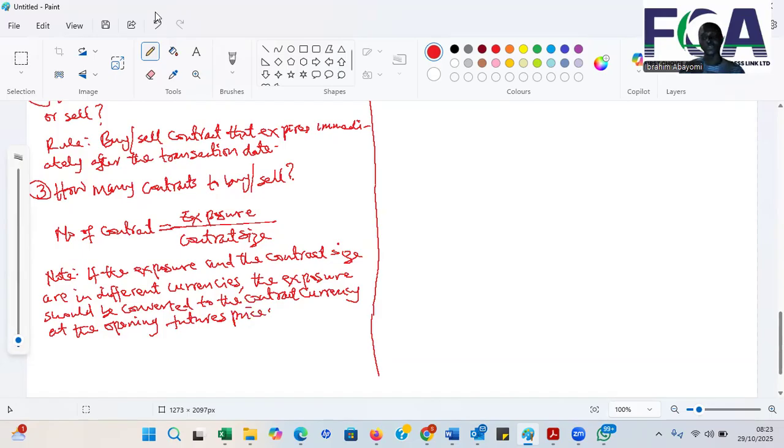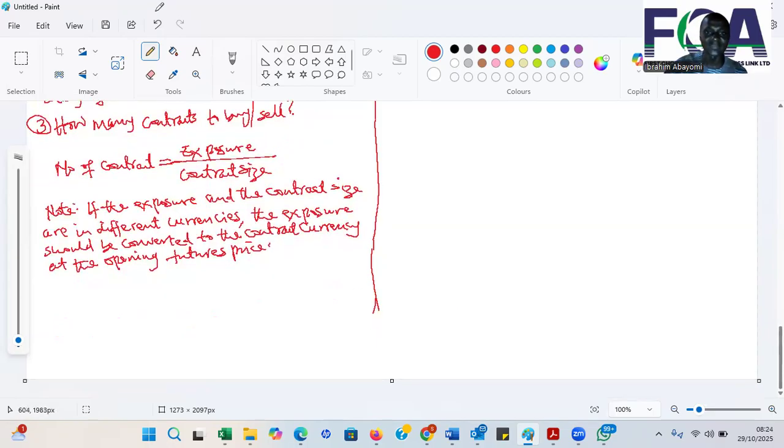You need to be sure that your exposure and your contract size are in the same currency. If they are not in the same currency, your exposure must be converted to the contract currency for you to hedge, and the conversion rate should be the opening futures price. So when you are done with this, you know your number of contracts, you go to step number 4.